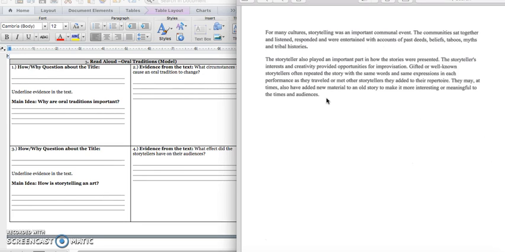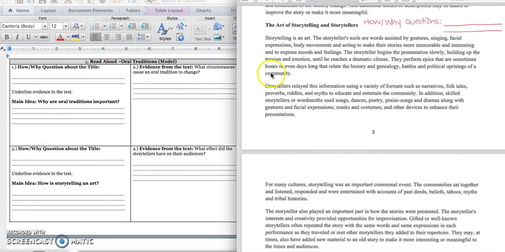So if I'm going back in this section to find my main idea, I'm going to look over what I underlined and see what they have in common. And several times I underlined how storytellers use gestures, singing, facial expressions, and body movements to make their story entertaining. So get ready to write this main idea in box 3. Storytelling is an art because storytellers use a variety of tools to entertain their audiences and make the stories more memorable.